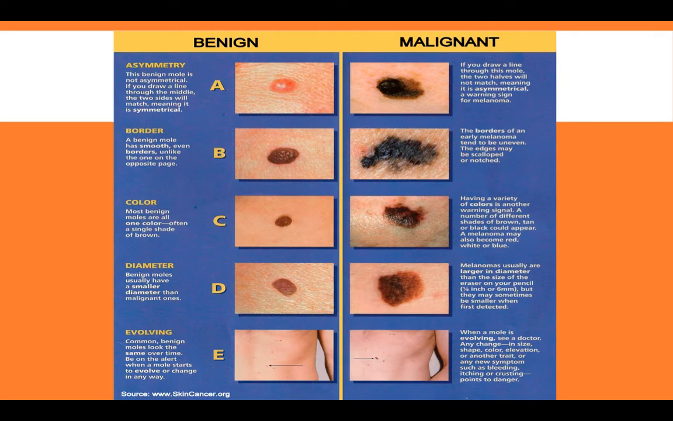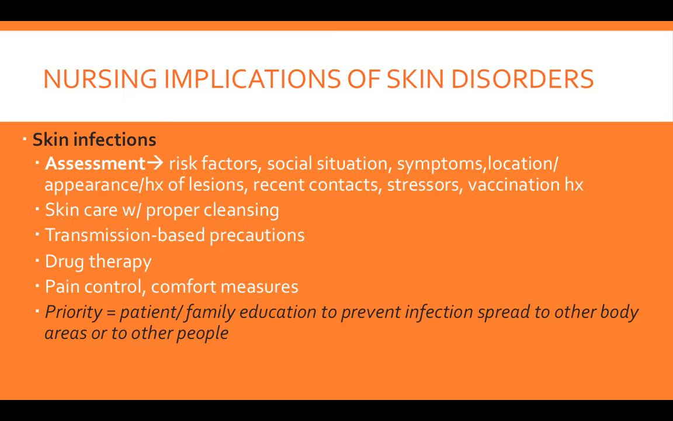Again, going over the A, B, C, D, E. So the left side is what a benign lesion might look like versus the right side, which is malignant. So the top picture, the malignant column, the right side looks a little bit different from the left. You have irregular borders for B. You have a mix of colors for C. You have the greater than 6 millimeter diameter, and if there's been any changes.